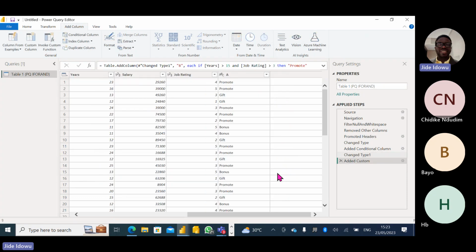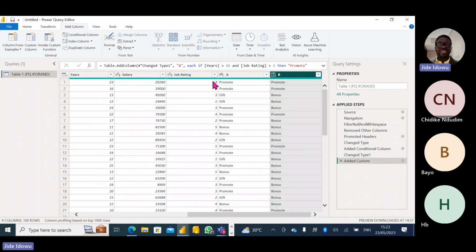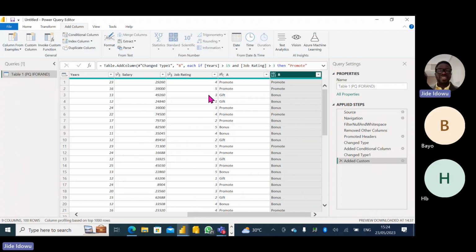So let's compare. Take a look at this. This person's length of service is 23, which is above 15, and his job rating is also above 3, so he is promoted. Take a look. This person is getting a bonus, because he is not greater than 15, and his job rating is also not. If you take a look, it is only the people that meet both conditions that are promoted. That's where I'm going.